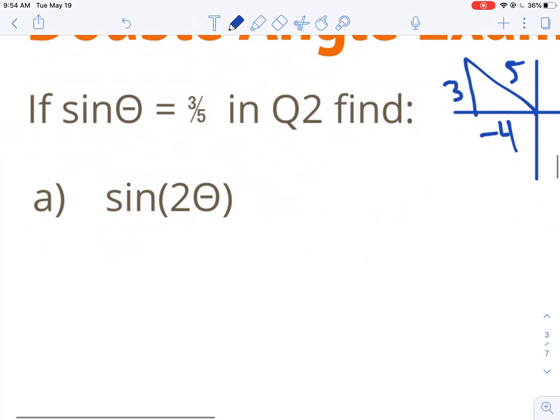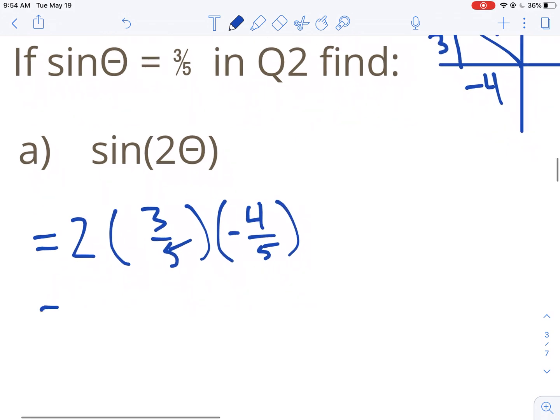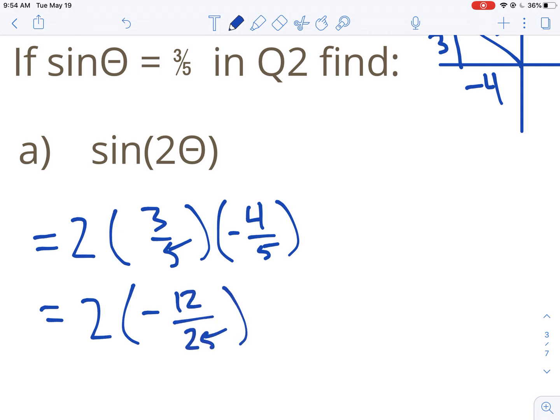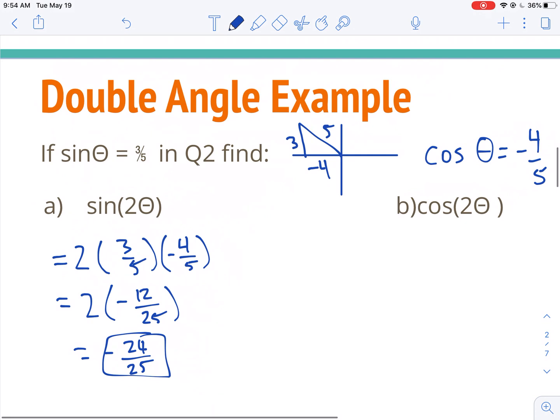So the sine of 2 times theta is going to be equal to 2 times the sine of theta, which is 3/5, times the cosine of theta, which is -4/5. That is going to be equal to 2 times -12/25, which is equal to -24/25.